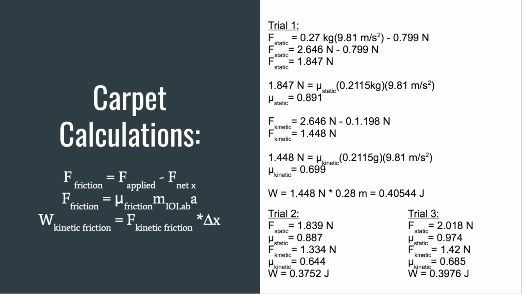The kinetic force of friction for trial 1 on carpet was found to be 1.448 newtons, and the kinetic coefficient was found to be 0.699. The work done by friction was found to be 0.40544 joules of energy.